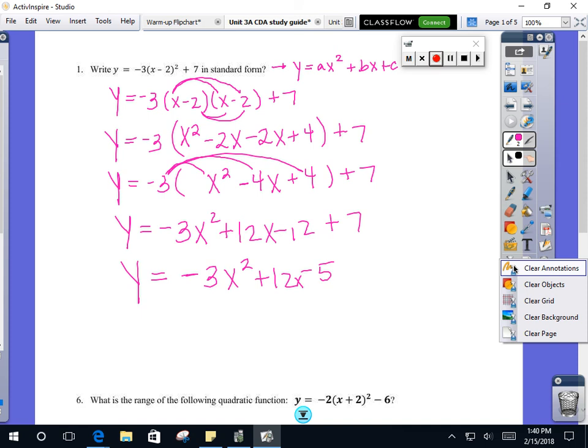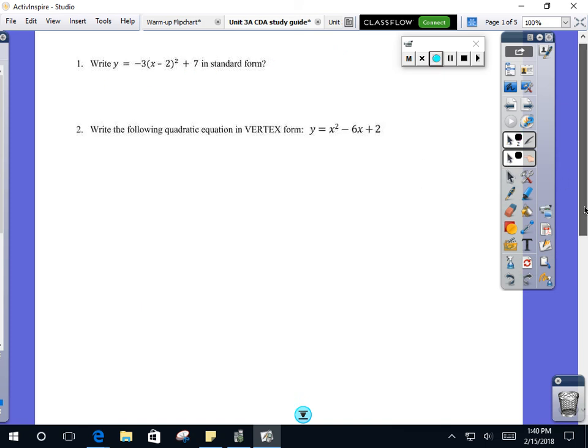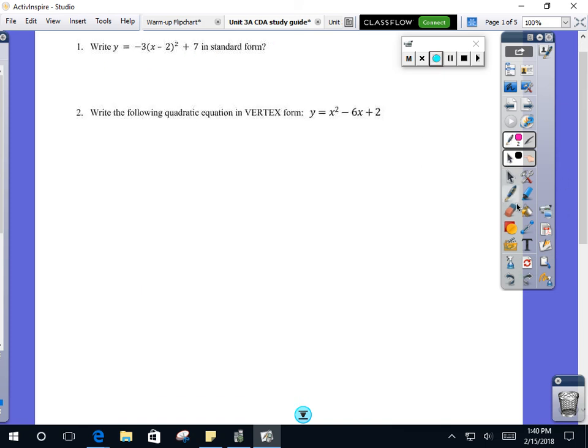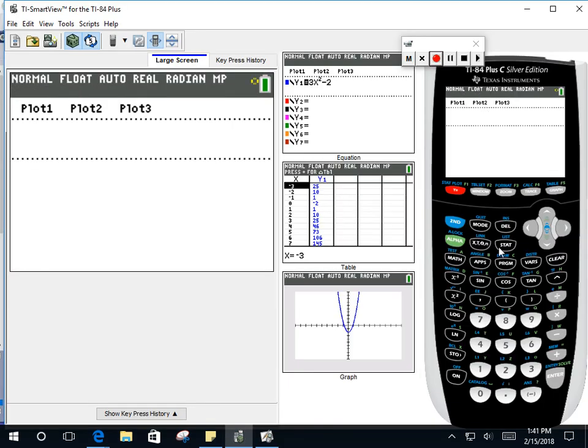Okay, number 2. Write the following quadratic equation in vertex form. So this time we're doing the opposite. They've given it to us in standard form. We're going to write it in vertex form. Well, key word being vertex. How can you figure out the vertex of this equation? You graph it. So on your calculator, x squared minus 6x plus 2.